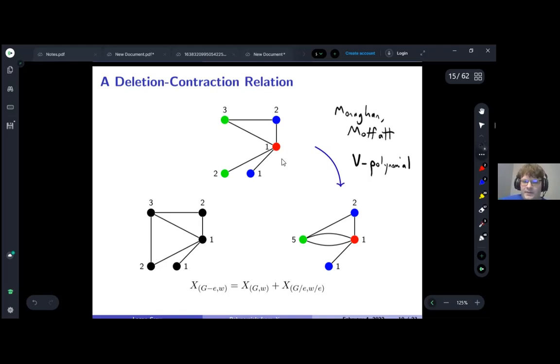And it was partly through Joel Monaghan contacting me and telling me about the V polynomial that we found even more results on this. So I just wanted to give a shout out here to that.